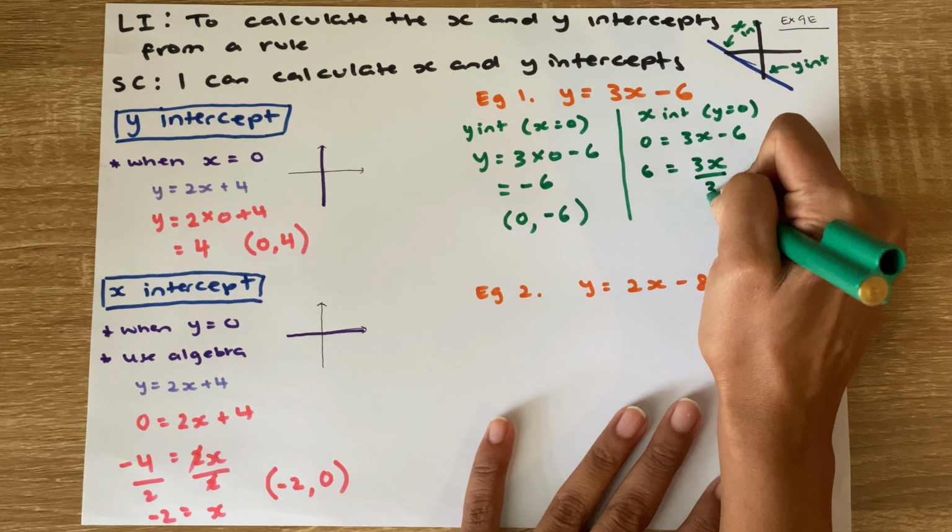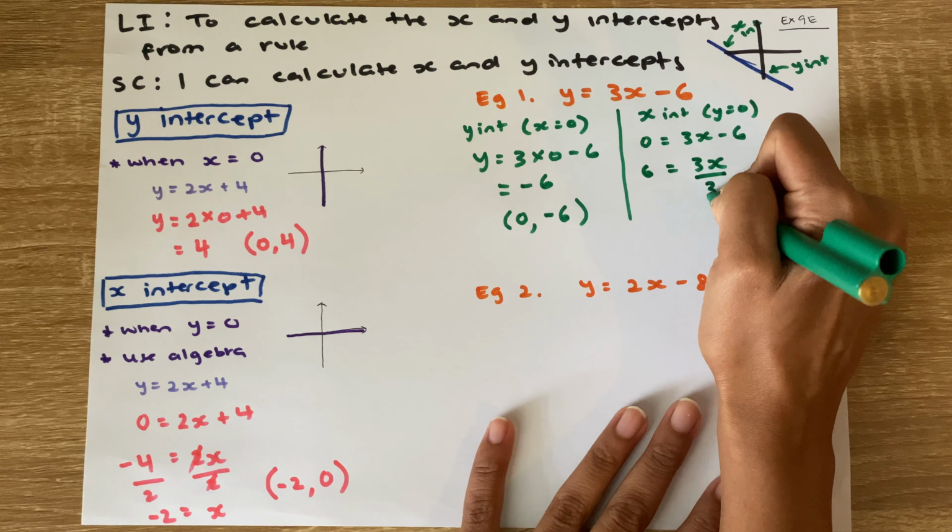All right, let's have a go at another one here. We've got y equals 2x take away 8. So again, we're going to calculate our y-intercept by making x equal to 0. So that's going to be y equals 2 times 0, because x is 0, take away 8. 2 times 0 is 0, 0 take away 8 is negative 8. So when I write my coordinate, my x value is 0, my y value is negative 8.